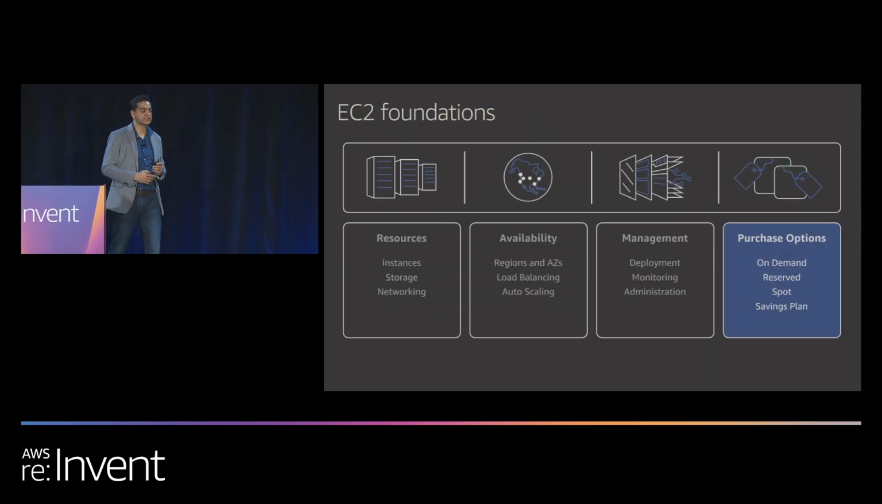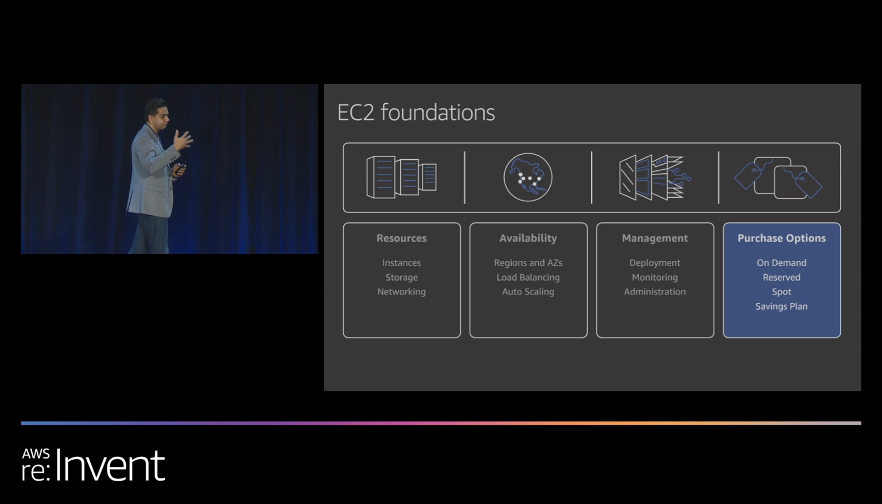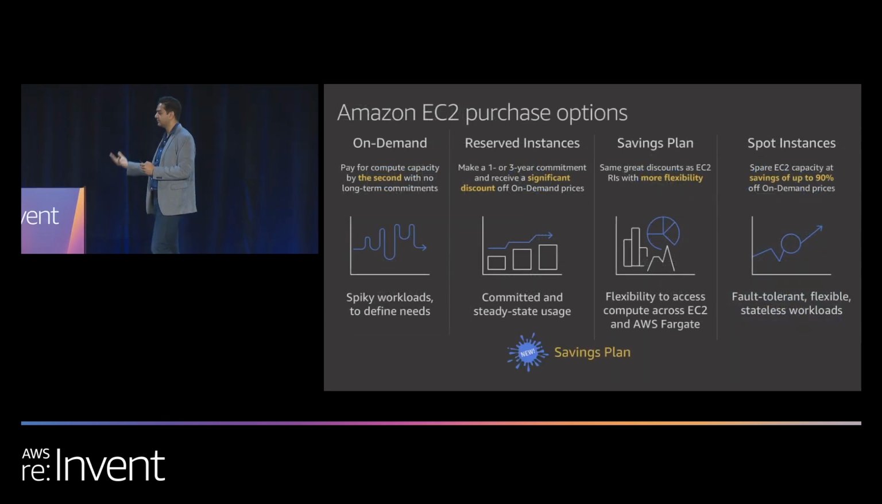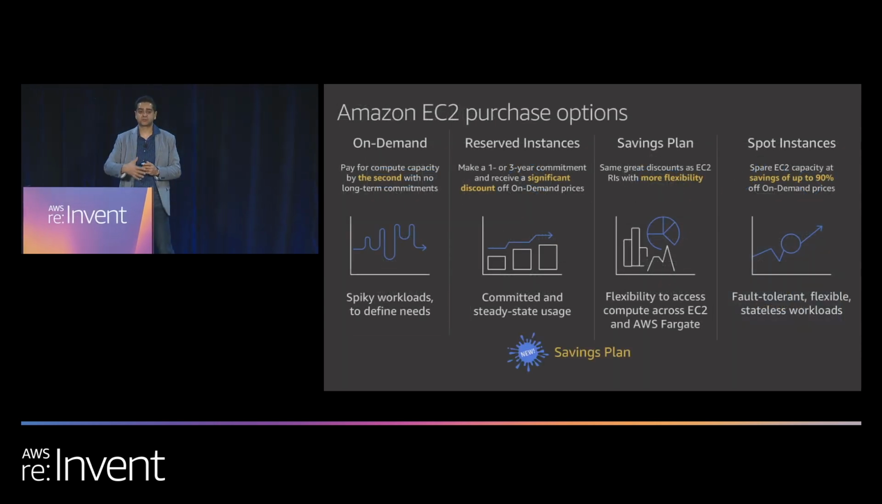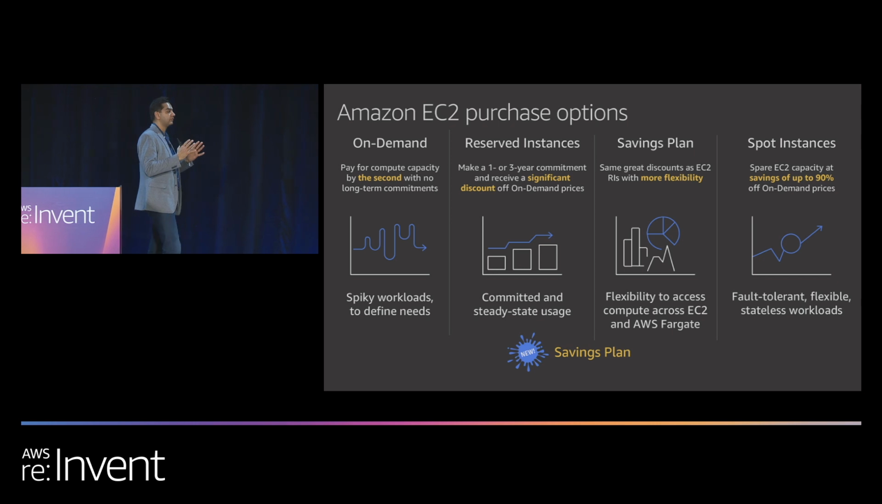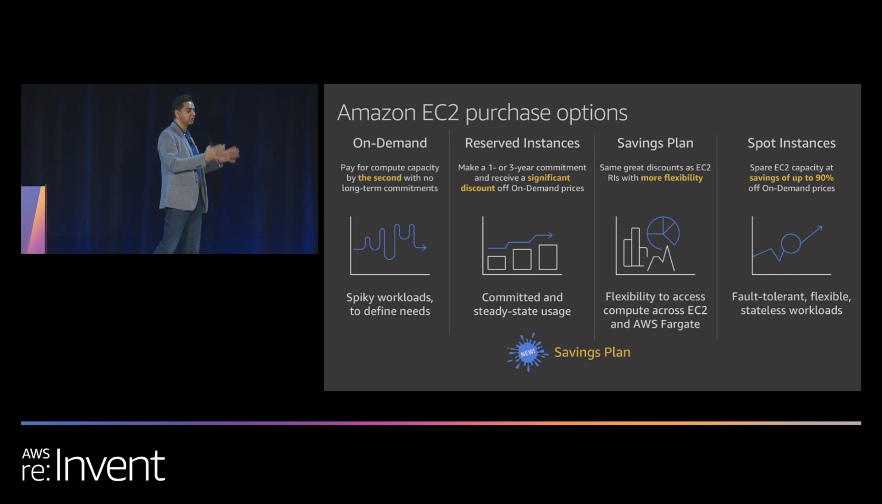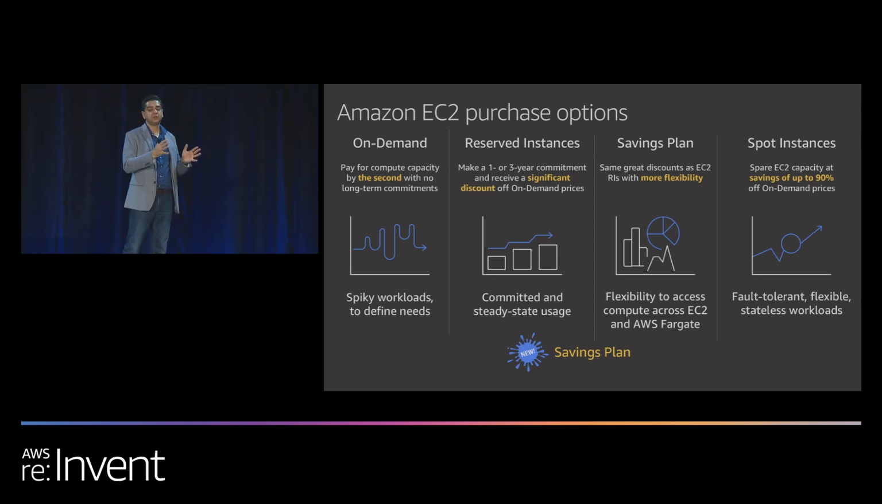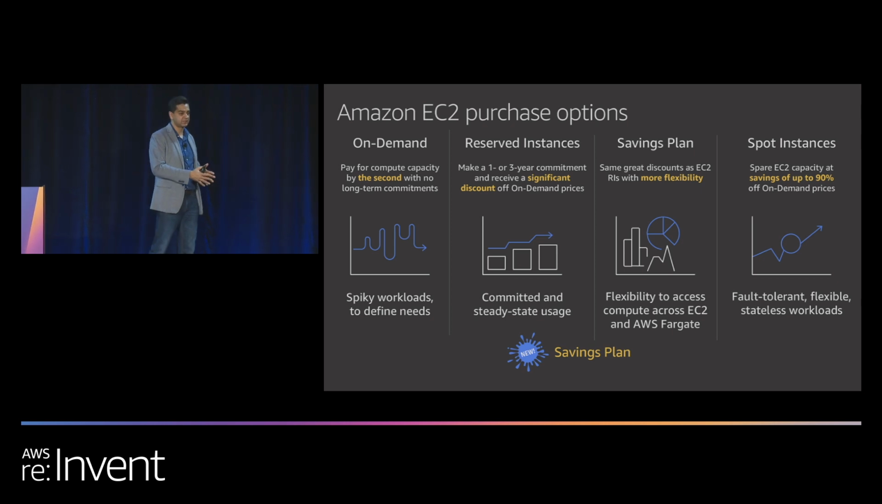Great. In the last 5 minutes, let's talk about purchase options. So there are generally 4 different ways that you have to consume and pay for EC2 resources. The most common one is on demand, where you just spin up resources on a pay-as-you-go model, where the usage is actually measured on a per-second basis.